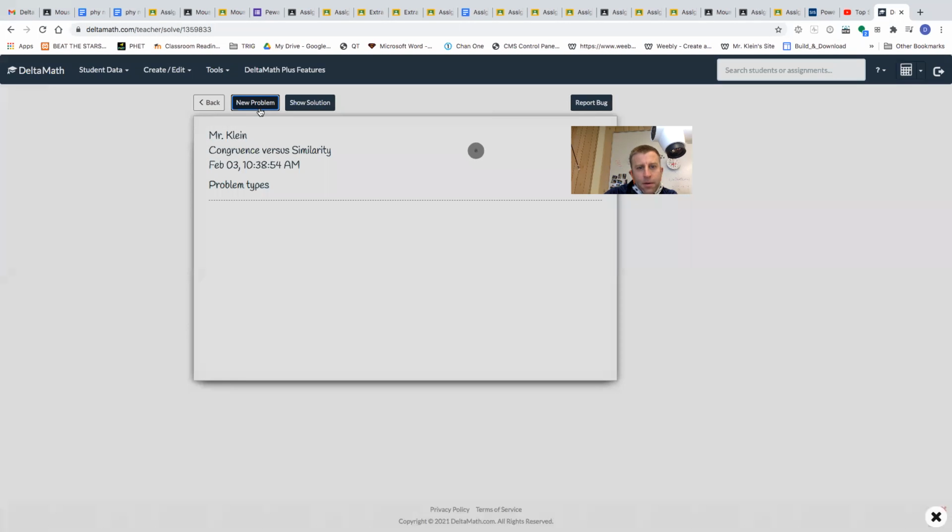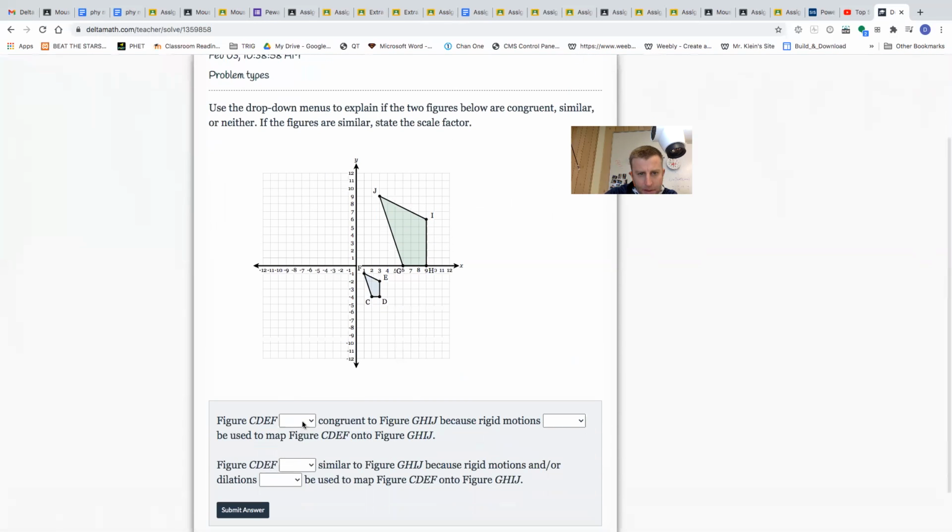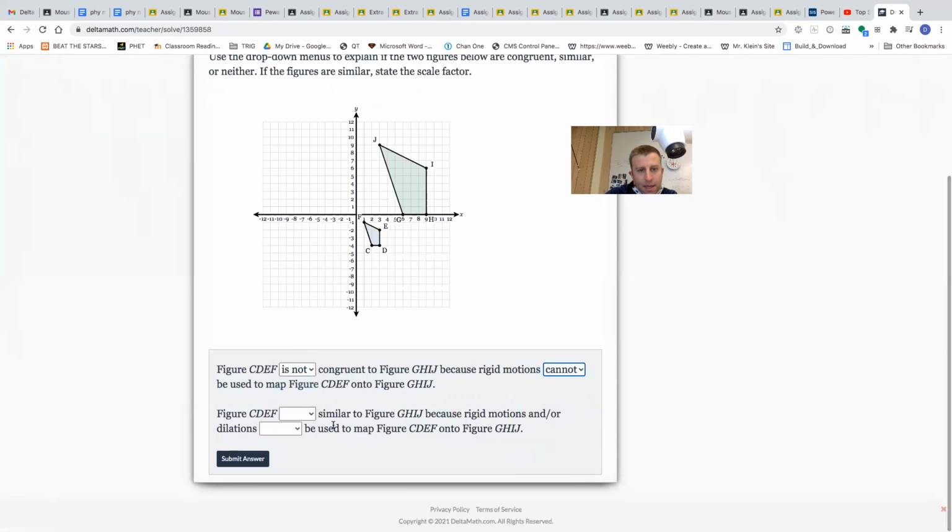And let me see if we can find one where it does change size. A lot of them are just rotations. Here we go. This one looks like it's not similar because there's not a rigid motion, right? It's a shrinking. It's not just a movement where it also shrinks. There's no rigid motion. Rigid motion means it doesn't change size.